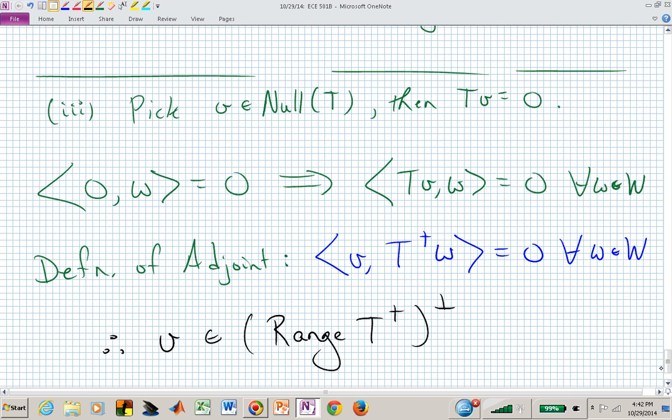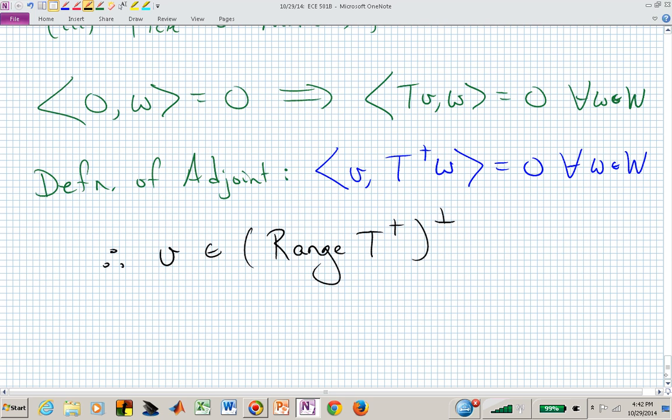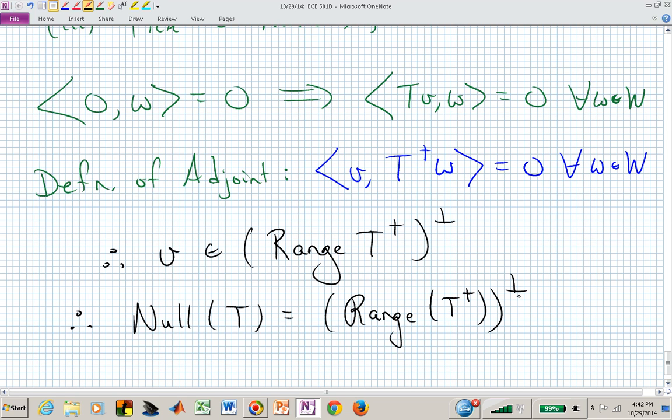And now we have, if v is orthogonal to the range of T dagger, it's also in the null space of T, is what we're saying. And that's, I think, what we started with respect to statement 3. So now we can say that the null space of T is the same as the orthogonal complement to the range of T dagger.